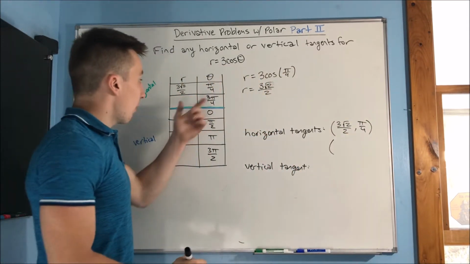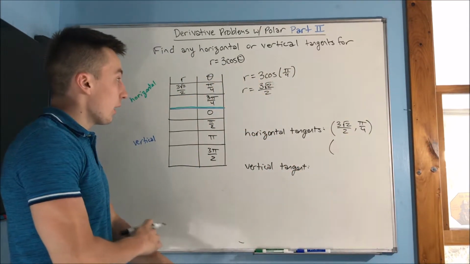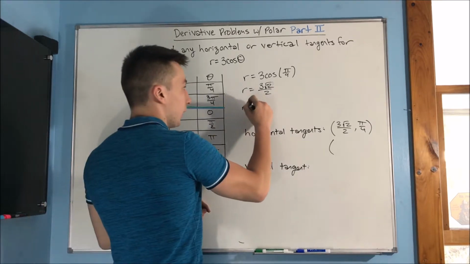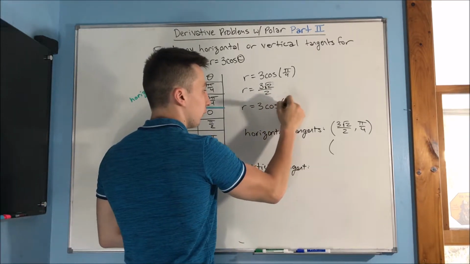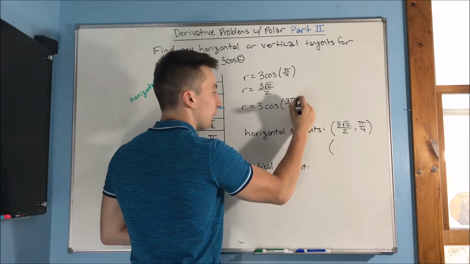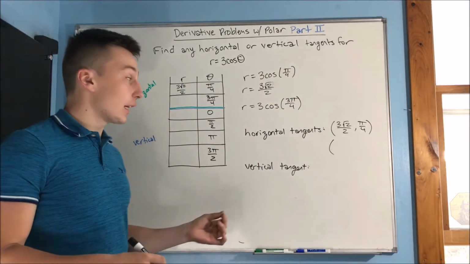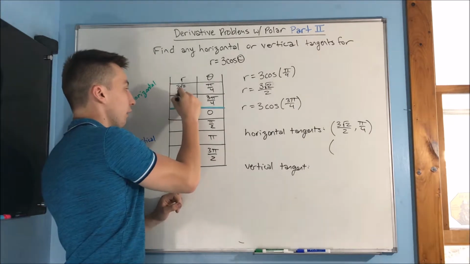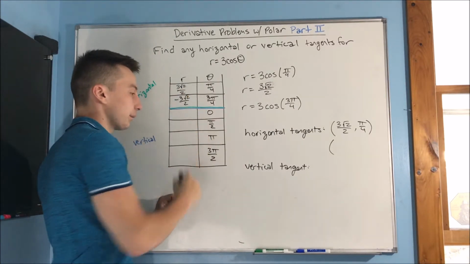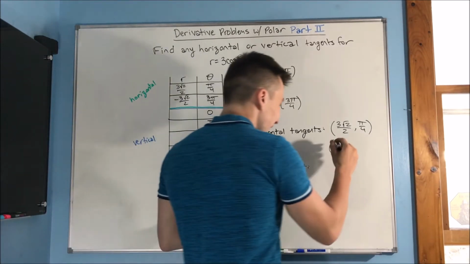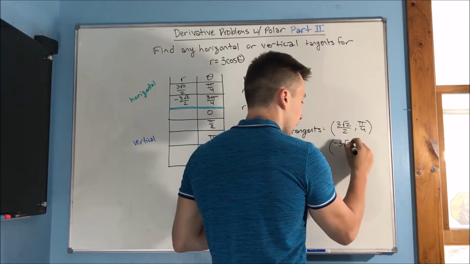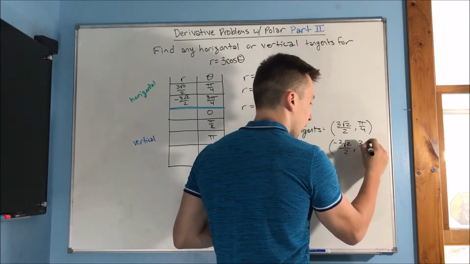Next, what about 3 pi over 4? When you plug in 3 pi over 4, you're talking about 135 degrees, the second quadrant. Cosine is not positive in the second quadrant, so you're just going to have negative 3 root 2 over 2. So you'll have negative 3 root 2 over 2, comma, 3 pi over 4.